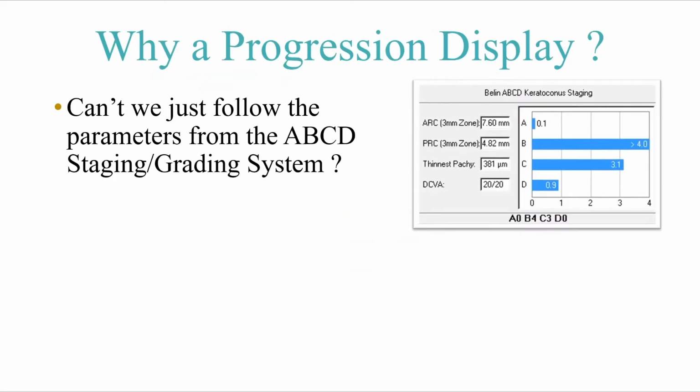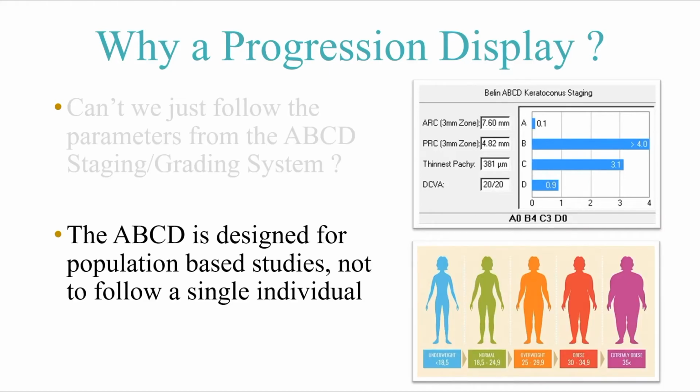So again, the next question is, well, can't we just follow the parameters from the ABCD as opposed to having a separate progression display? And again, as I said, staging tends to be better for population-based studies. Let's look at this example here. I think this is actually basal metabolic rate, or BMI. If we look at this, let's say the patient in green, if they went from 18.5 all the way up to 24.8, a very big change, they're still in that same category. But if you had another person who was 24.9 and went to 25, they would jump into a whole new stage. So again, good for population studies, but not really a way to follow individual patients.